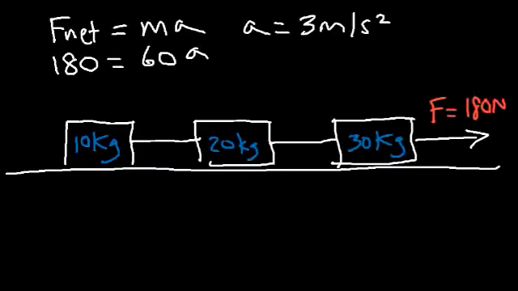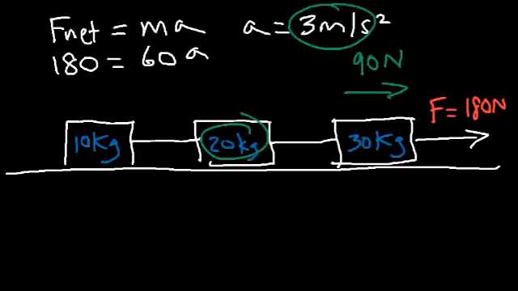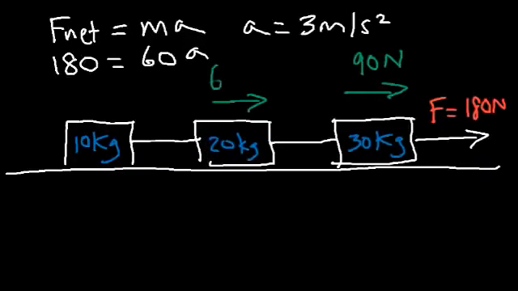Now once you have the acceleration, calculate the net force acting on each object. So starting with the first block, 30 times 3 is 90. So the net force acting on this block is 90 newtons. 20 times 3 is 60. So this block experiences a net force of 60 newtons. 10 times 3 is 30. So this is going to move with a net force of 30 newtons.